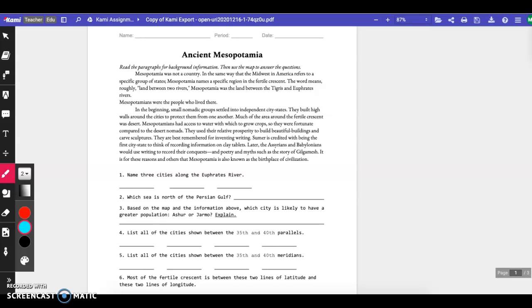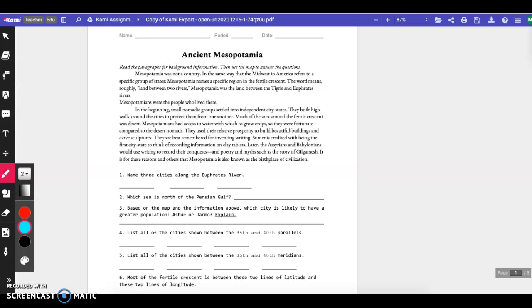Hey everyone, this is a quick review of the Ancient Mesopotamia Map and Map Questions assignment. This assignment starts with a couple of paragraphs. It's important to read through these paragraphs because that has some key information and some background information that will be helpful when you learn more about this place we now know as Mesopotamia. It is a land between two rivers.